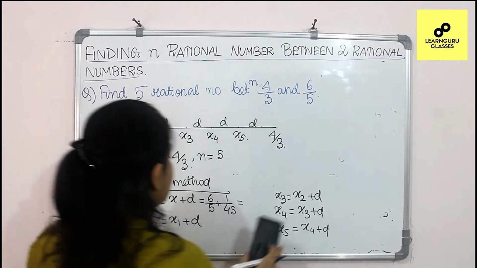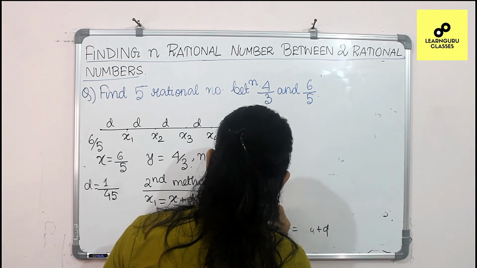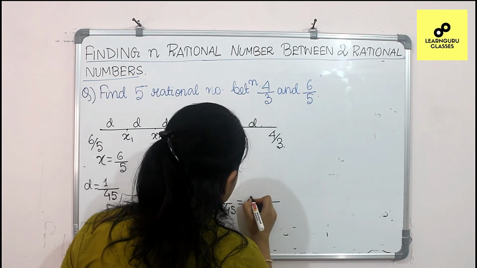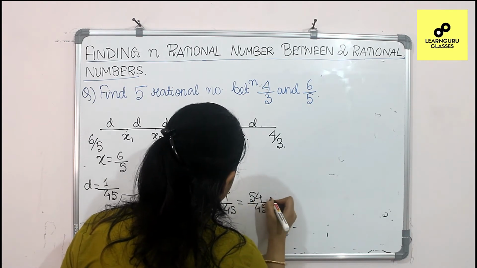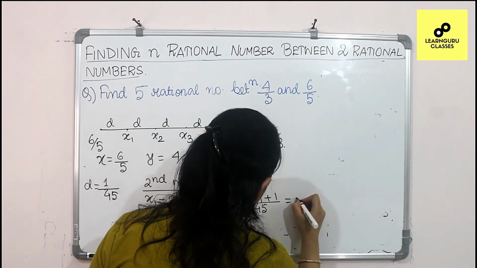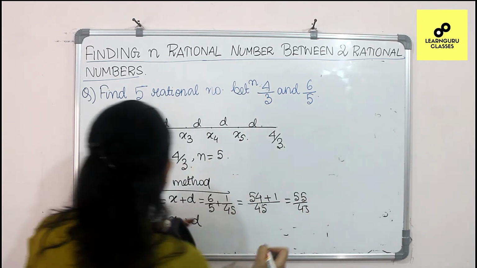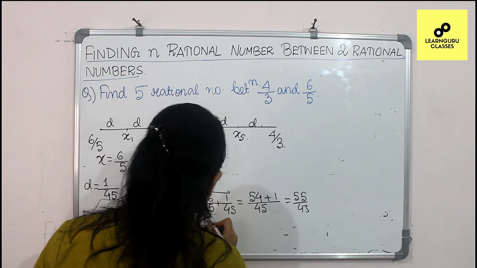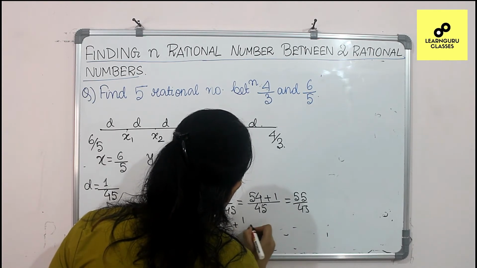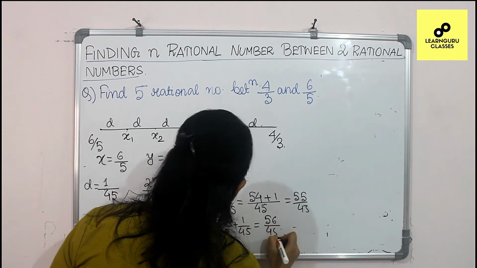So what is the LCM of 5 and 45? It is 45. So 5 9s are 45. So 6 into 9 is 54. 6 9s are 54 plus 45 into 1. 45 1s are 45, so 1. So 55 by 45. Next is very easy. This is 55 by 45 plus 1 by 45, that is you are getting 56 by 45.